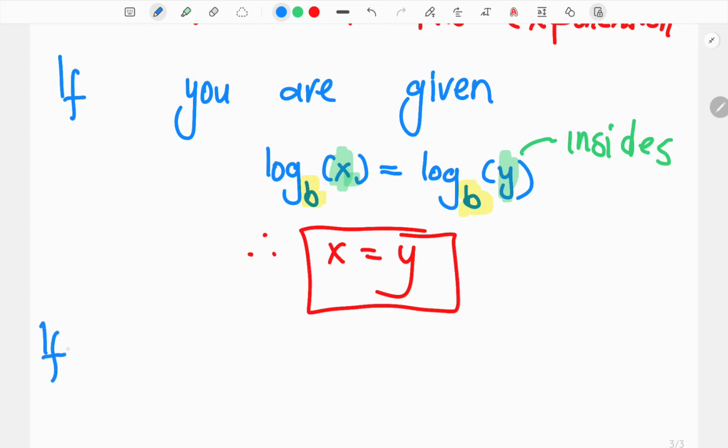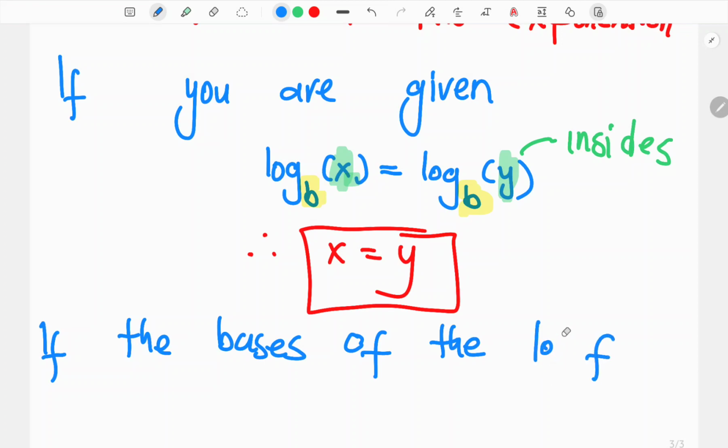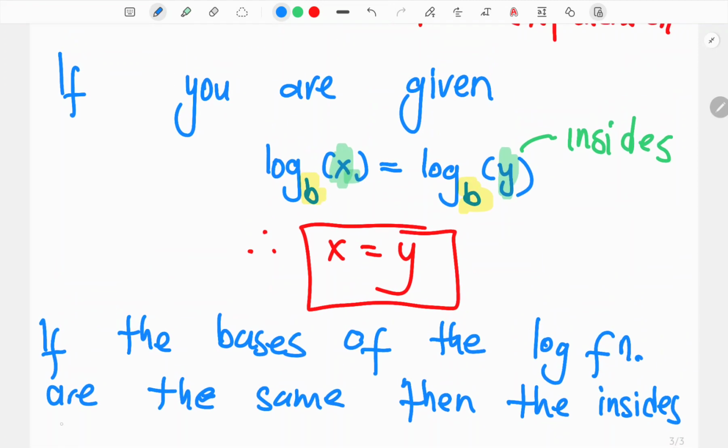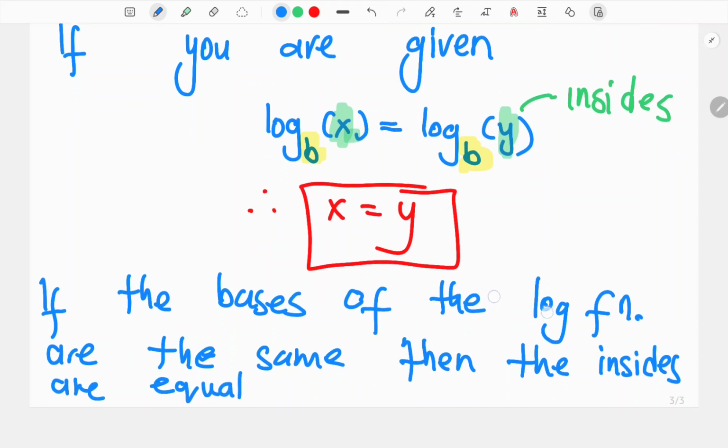If the bases of the log function are the same, then their insides are equal. So the insides are equal.